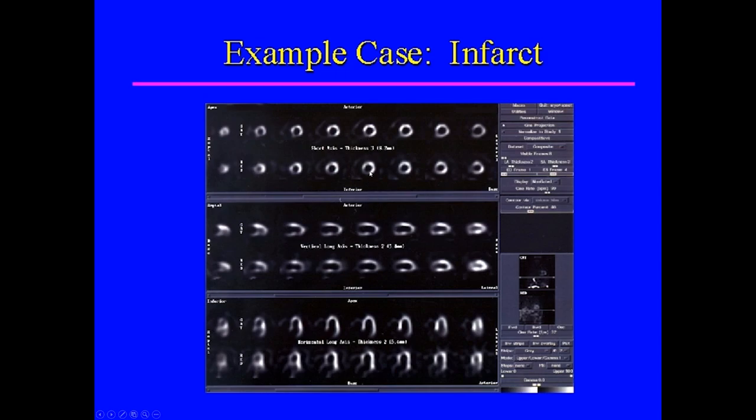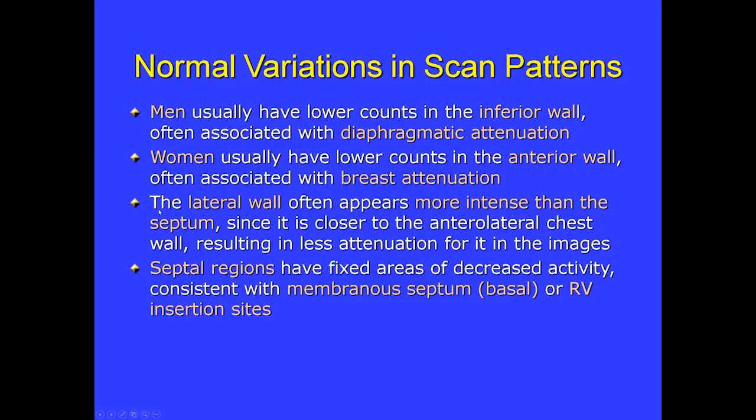But again, you have to keep your eyes aware that you see a fairly large RV, and this could be a sign that you have RV dilation or hypertrophy going on. So do keep that in mind when you're reading studies. So again, knowing about nuclear cardiology also goes into understanding what the patterns may be associated with that scan.